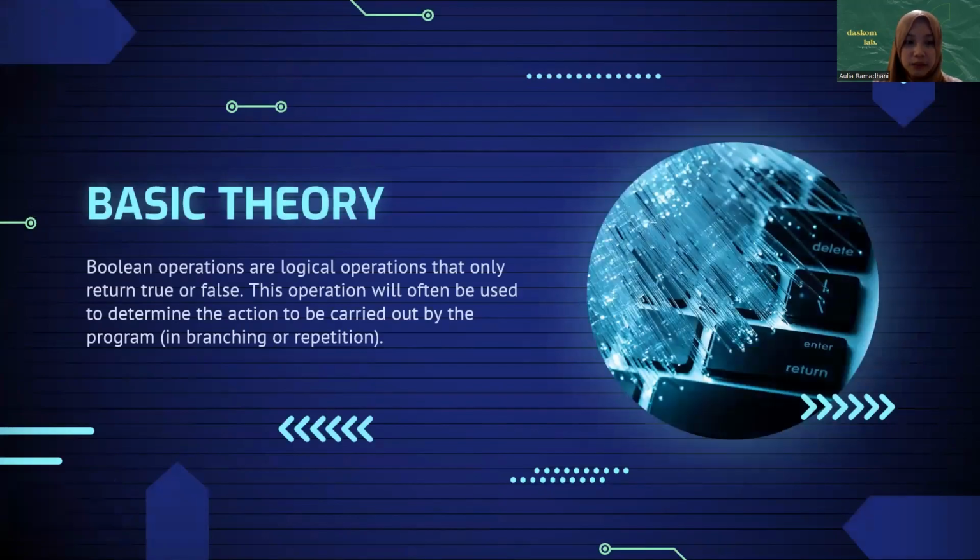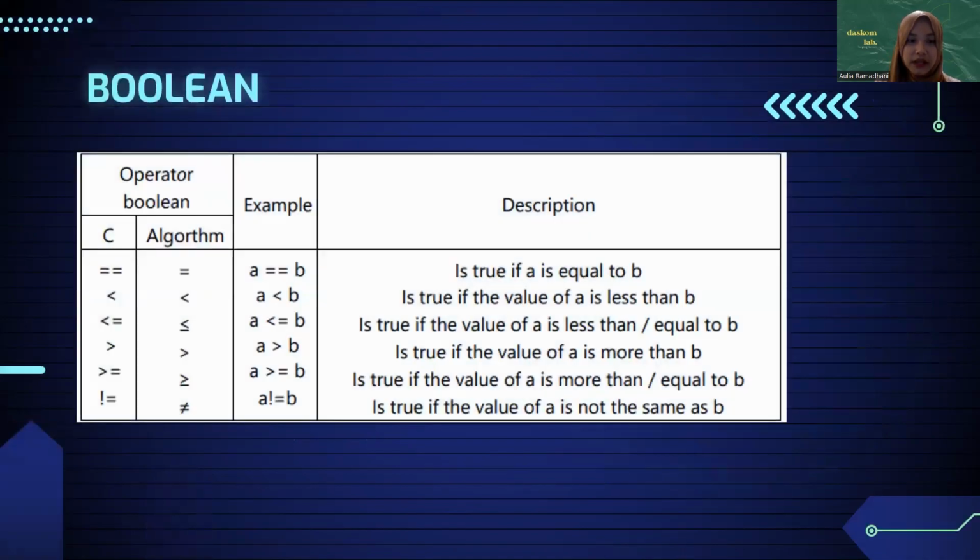So basically, Boolean operations are logical operations that only return true or false. This operation will often be used to determine the action to be carried out by the program in branching or repetition. Here we have the Boolean operators. Example, A is equal to B means the condition will be true if the value of A is equal to the value of B.